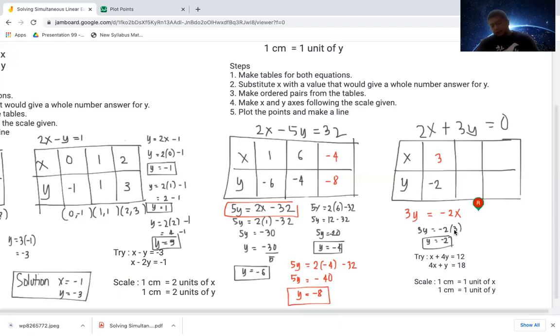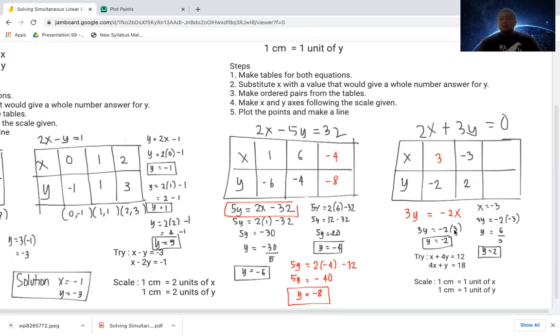So let's say x is negative 3, then this is going to be a calculation of 3. y is equivalent to negative 2 times negative 3. So this is going to be y is equivalent to 6 over 3, which is equivalent to 2. Right? So notice that if you put an opposite value, automatically the answer will also become its opposite.